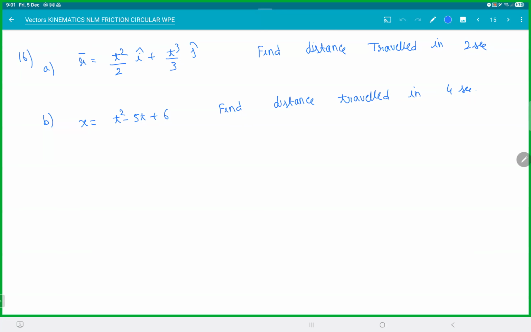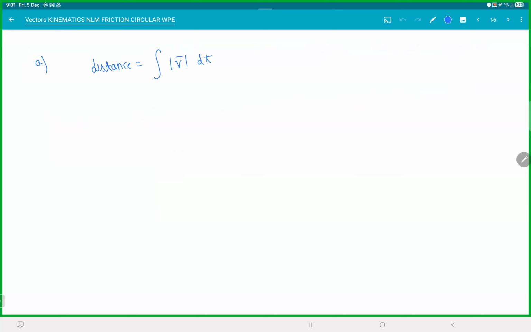Do you remember the formula for distance? This is the formula for distance. Distance is speed into time, but if your speed is changing, it is the integral of mod v dt. So what is v bar? dr by dt.